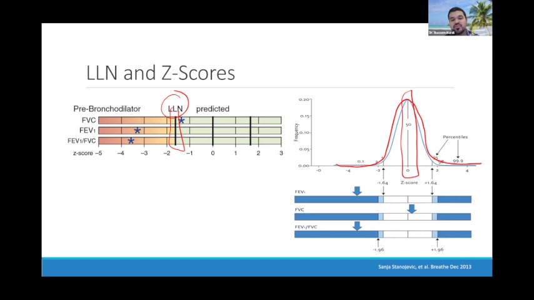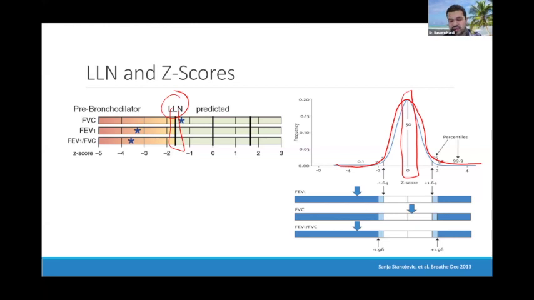So only 5% of similar peers have this value. That's exactly why we're using the lower limit of normal. 95% and more actually have higher values than mine. So this is the fifth percentile. Essentially the LLN is using the fifth percentile instead of the 50th percentile for children. And this is well validated.